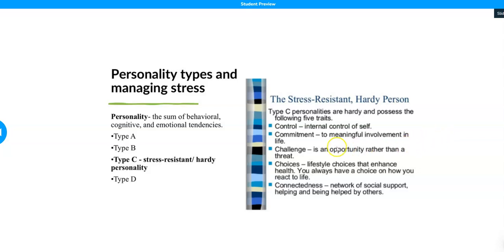Do you have meaningful involvement in your life via commitment to something, whether that is some sort of faith-based item, whether that is to a loving partner, whether that is to a certain value system or belief? There's a number of that. Are you willing to accept challenges?